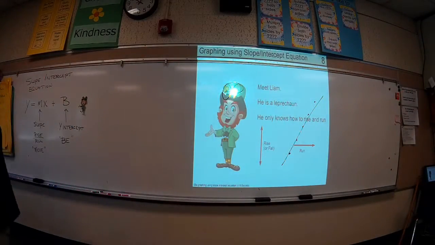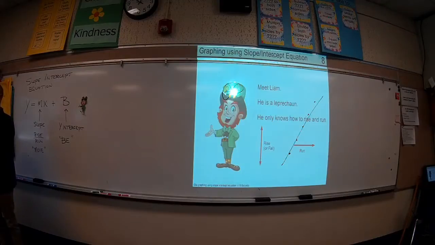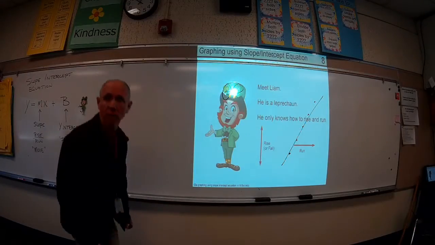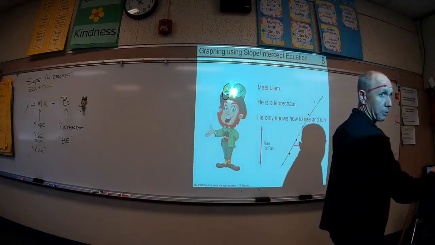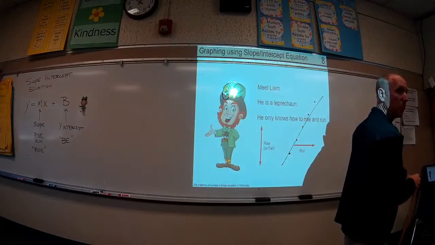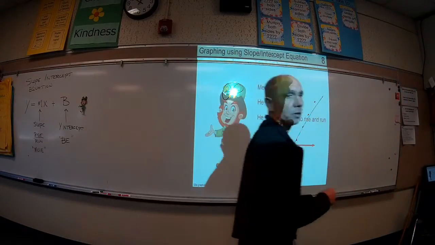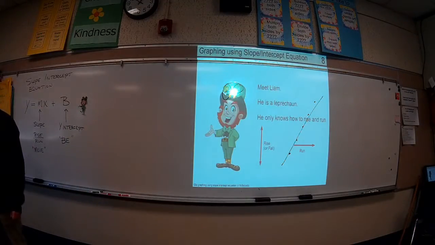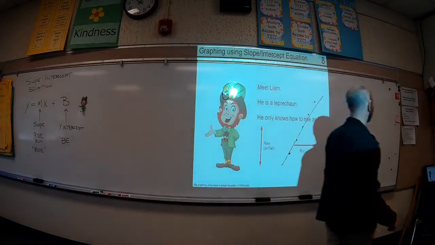Liam will graph lines for you, but he needs very specific instructions. Here's what he knows how to do. He knows how to rise and fall and run. He always runs this direction. He always runs positive. Ready? Rise and fall and run. That's all he knows how to do. And once you get him started, he'll just keep going and going and going. But you have to get him started.